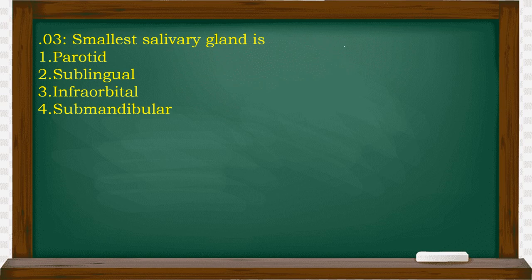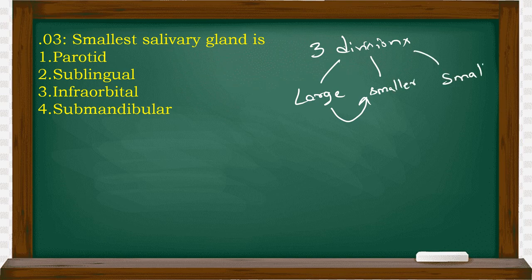Question number 3. Smallest salivary gland is? The options are parotid, sublingual, infraorbital, submandibular. Salivary glands in the case of human beings have three divisions, out of which one is large, the second one is a little smaller when compared to the first gland, and the third is the smallest. The large one is the parotid gland. It is the largest salivary gland in human beings.